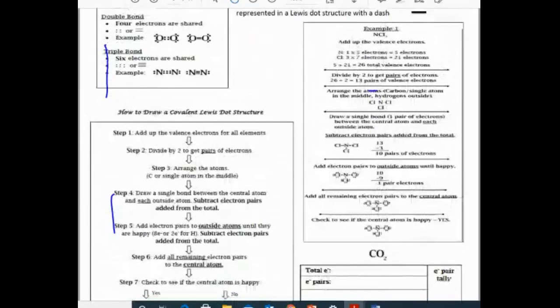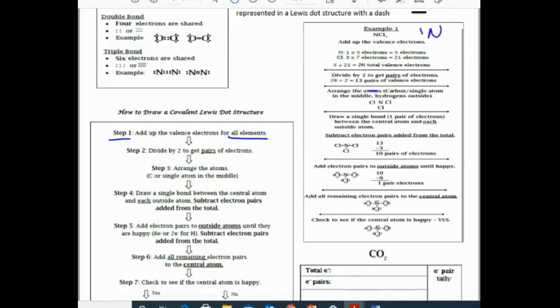I guess we'll just start with 1 and I'll have to scroll down, which will be annoying, but is what it is. It doesn't fit on one screen. Okay, so step 1 says add up the valence electrons for all the elements that we're saying are going to bond in a compound. So in this example, example 1 over here, we have NCl3.